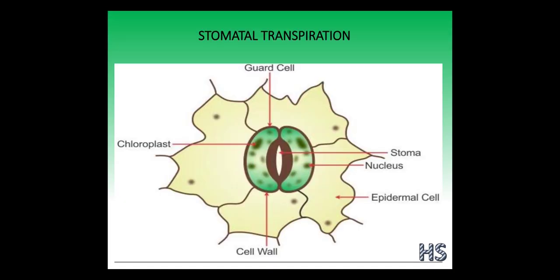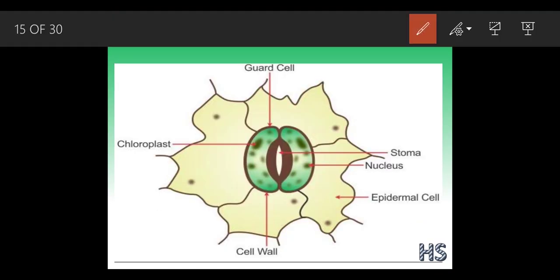This is stomatal transpiration. Okay, let's start. About 90 to 95% of the water is lost through the stomata. Okay, let's understand the structure of the stomata first.